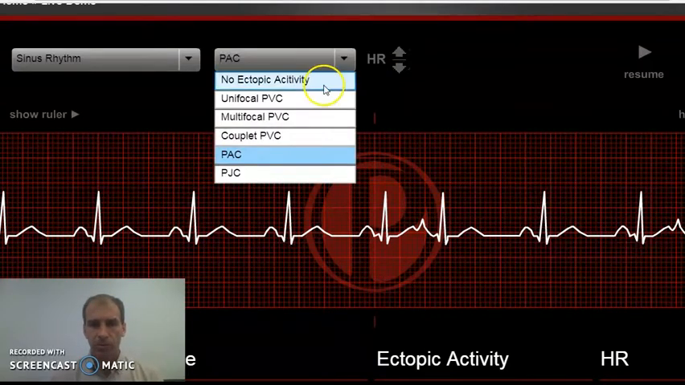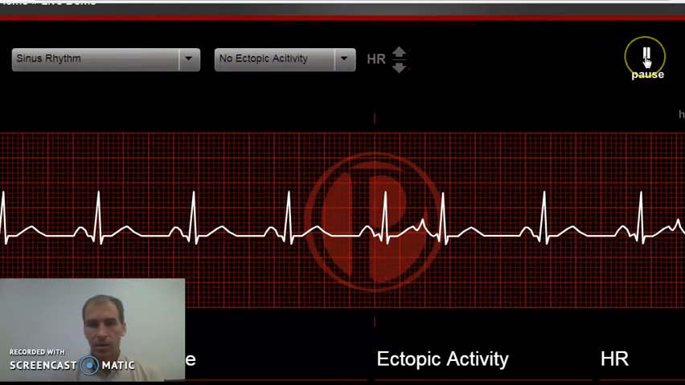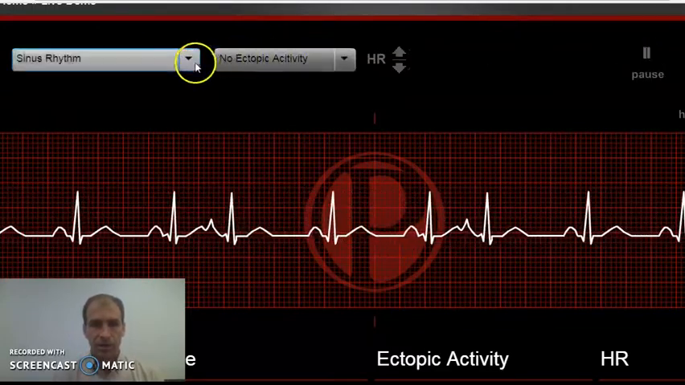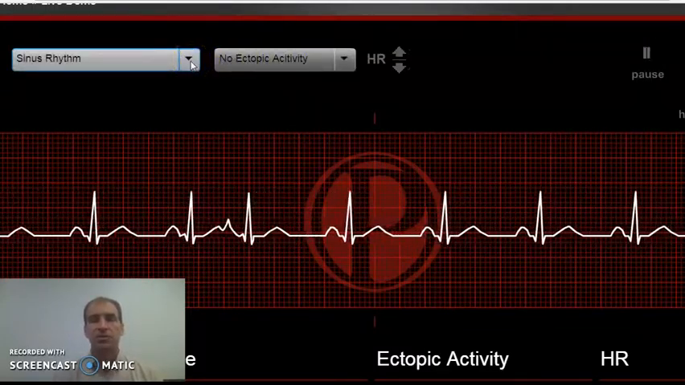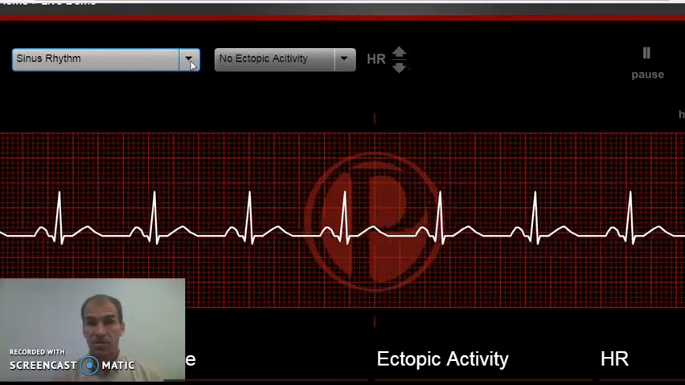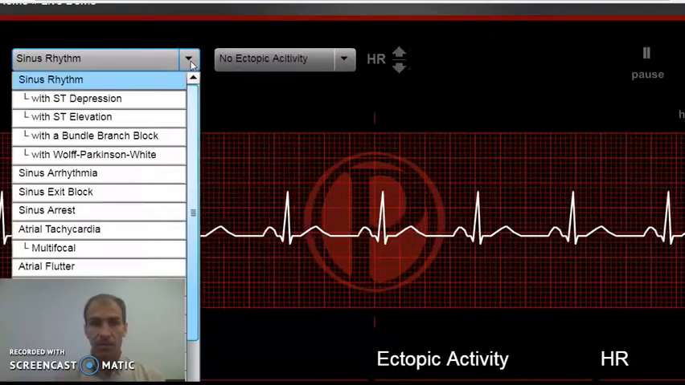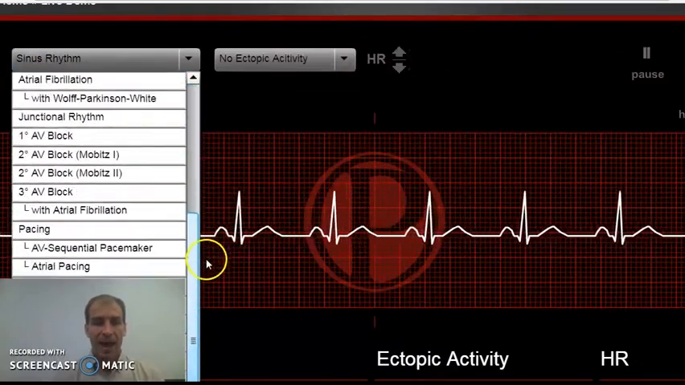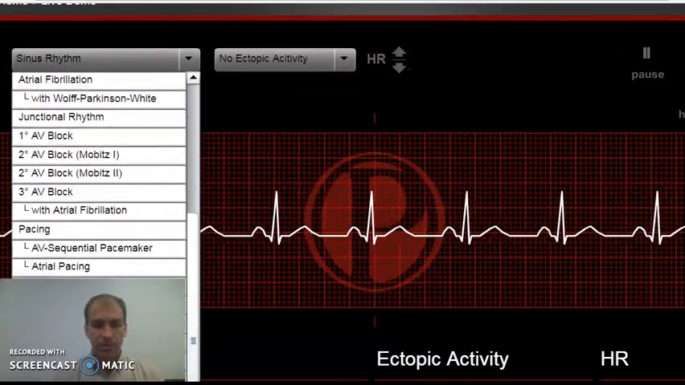Let's look at some other ones. Let's go back to normal here. Let's see. So what would happen if we had a bunch of PVCs put together? Right, instead of just one, what if we had a lot of them? Well, that would be a fast rhythm, okay?